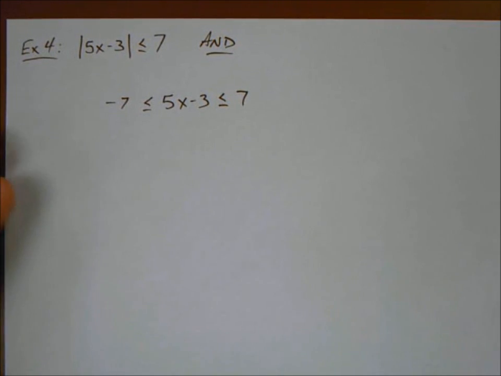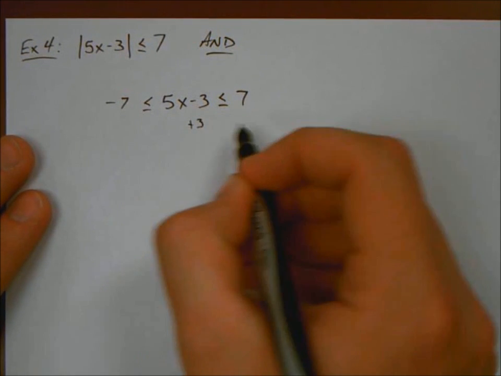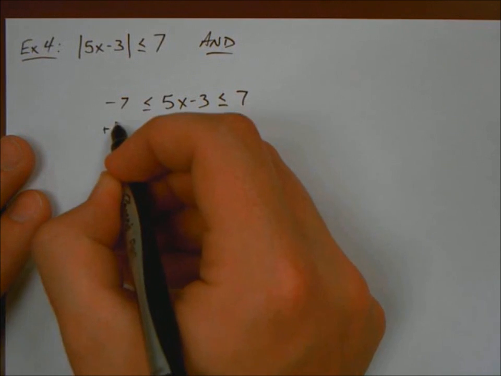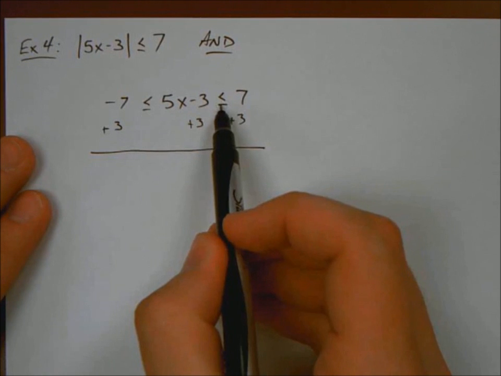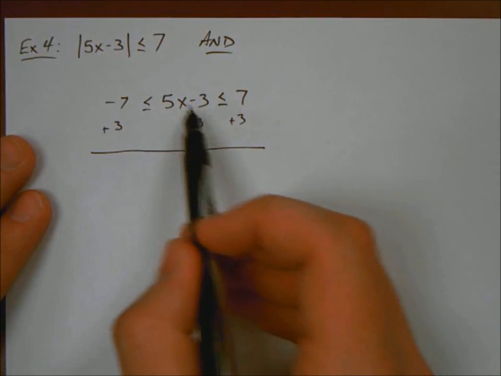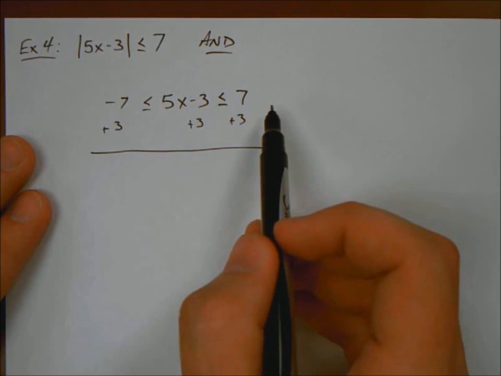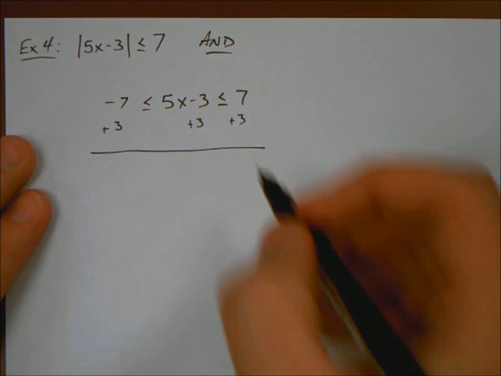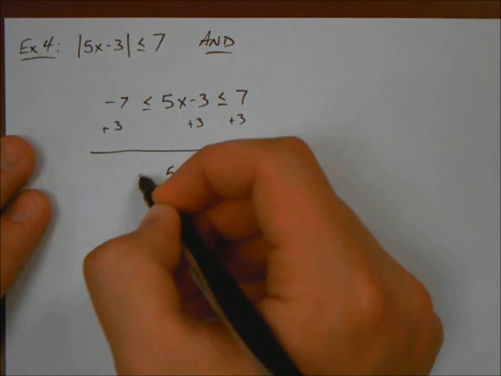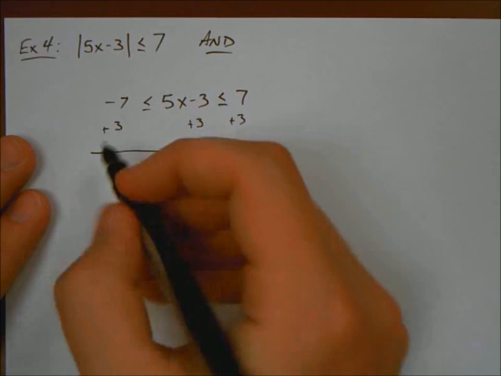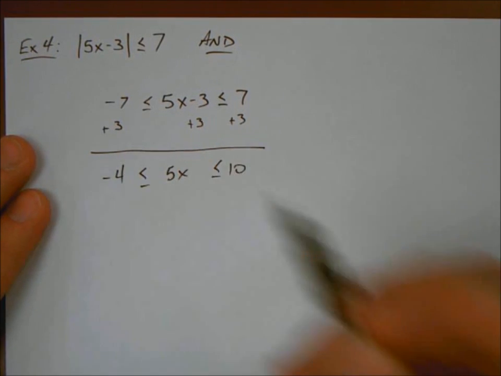So now I go through the algebra, add 3 to all 3 sides. Remember, with an and, you've got really 2 equal signs. Whatever you do in the middle, you have to do to the 2 outsides as well. So this is 10, 5x in the middle, and negative 7 plus 3 is negative 4.